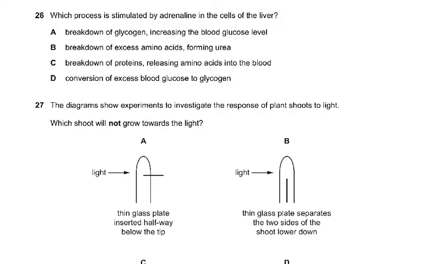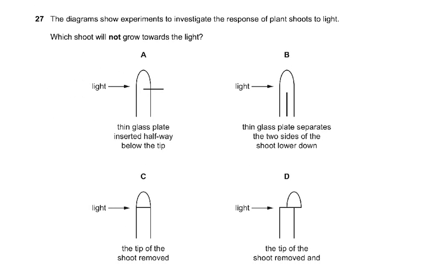Question number 26. Which process is stimulated by adrenaline in the cells of the liver? Breakdown of glycogen to increase the blood glucose level, because adrenaline is a fight, flight, and fright hormone. So we need more blood glucose in order for aerobic respiration to generate ATP, or energy to be released, so that the person can either put up a fight or do something to avoid that fight, fright, and flight situation. Question number 27. The diagram shows experiments to investigate the response of plant shoots to light. Which shoot will not grow towards light?